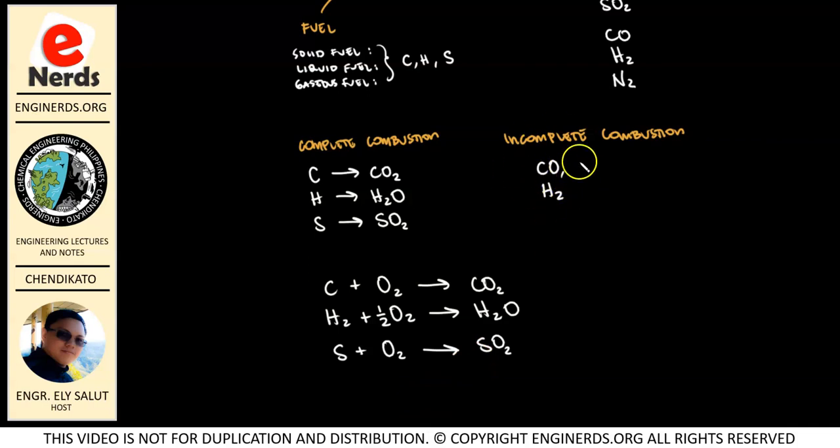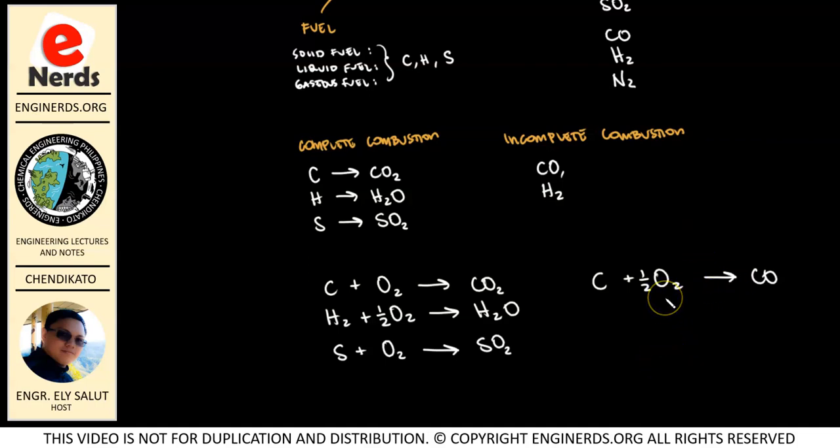Now, if we have incomplete combustion for carbon monoxide, no, some of our carbon reacting with oxygen in the air is producing carbon monoxide, CO. So if you're going to balance this, makita ninyo that we just need a half of our O2 to produce carbon monoxide. Now, why this is an incomplete combustion? Because our CO can still react with oxygen to produce carbon dioxide. Kaya hindi pa siya complete. And we don't want this actually to occur as much as possible in our combustion process.